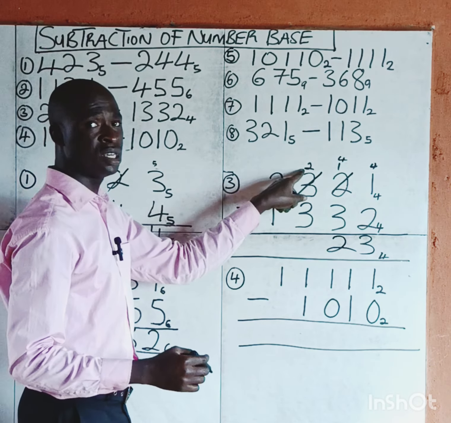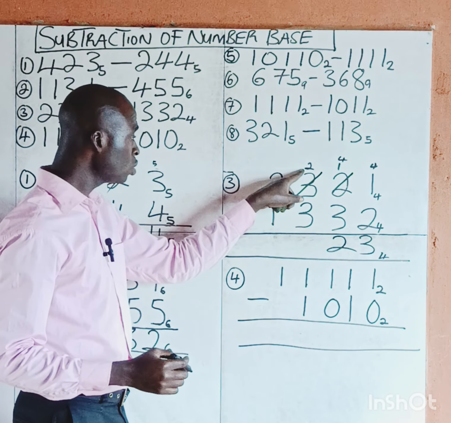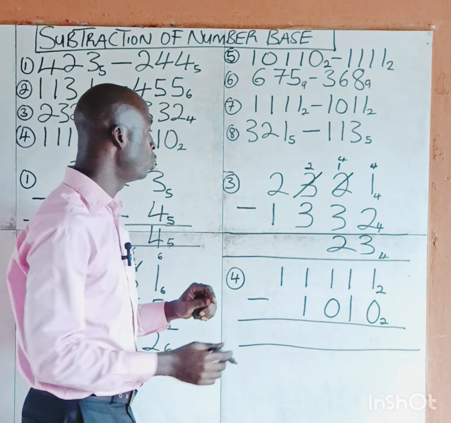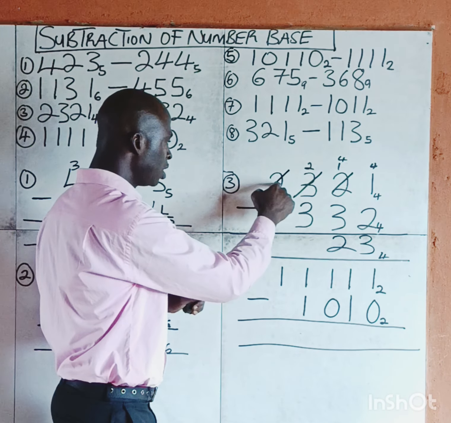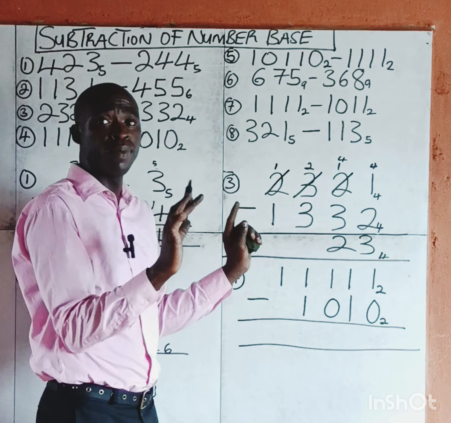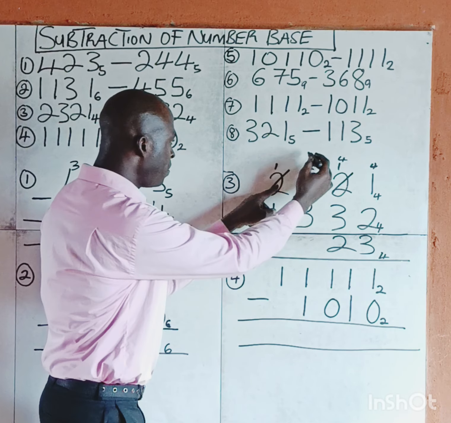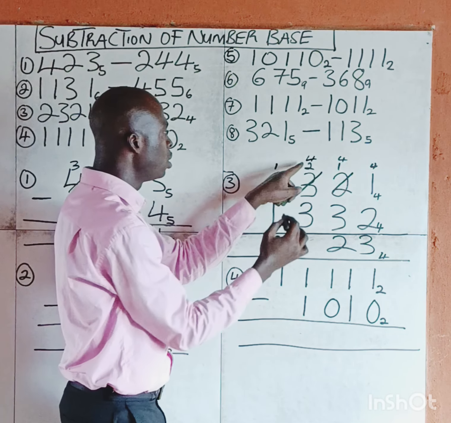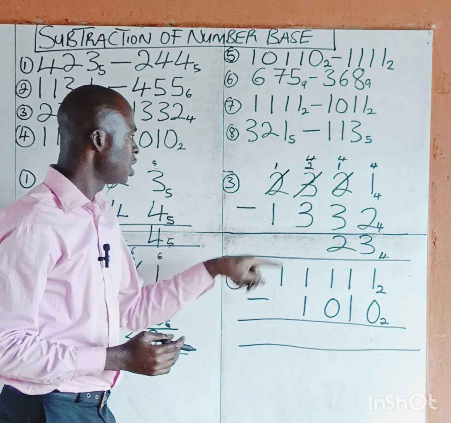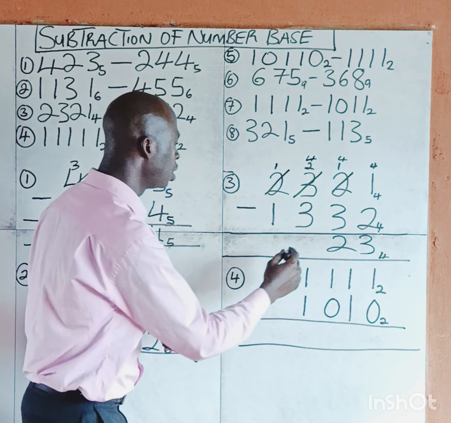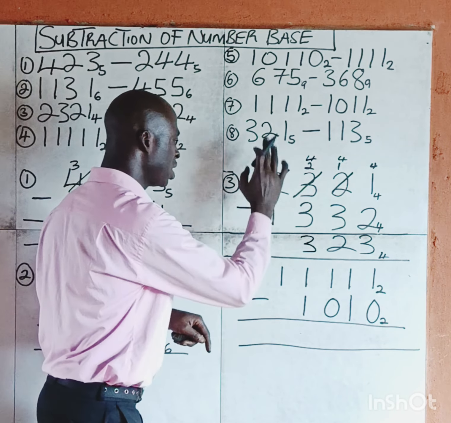Now, next, I'm having this. Now, 2 minus 3, is it possible? No. I will come here to borrow and here will remain 1. Whatever I'm borrowing becomes my base. What is my base? My base is 4. If my base is 4, I place it right here. 4 plus 2 will give me 6. Now 6 minus 3 will give me a 3. Then 1 minus 1 is 0.